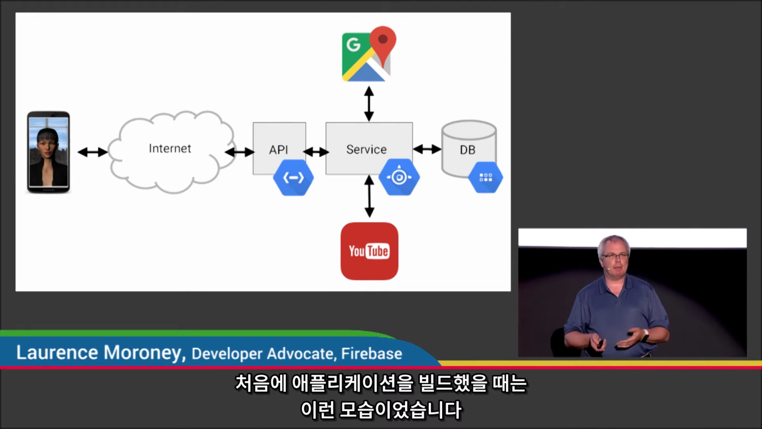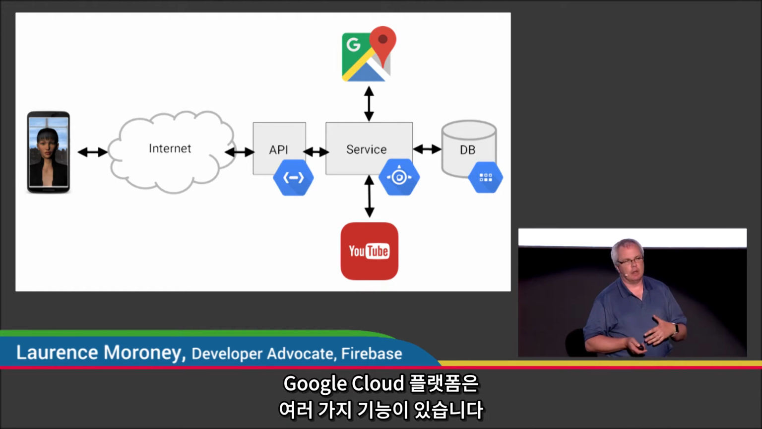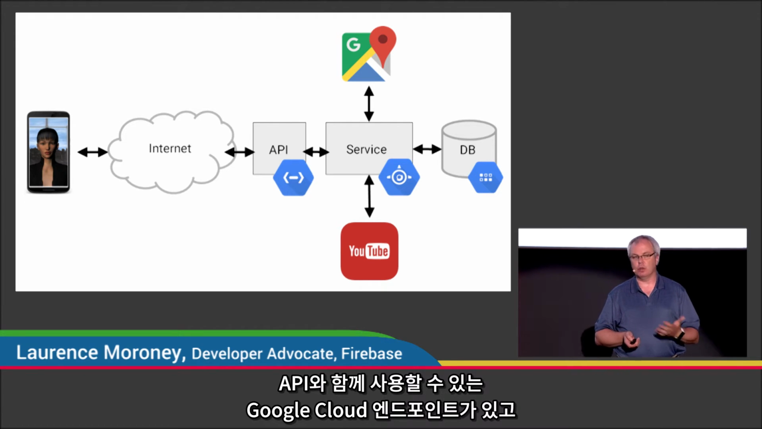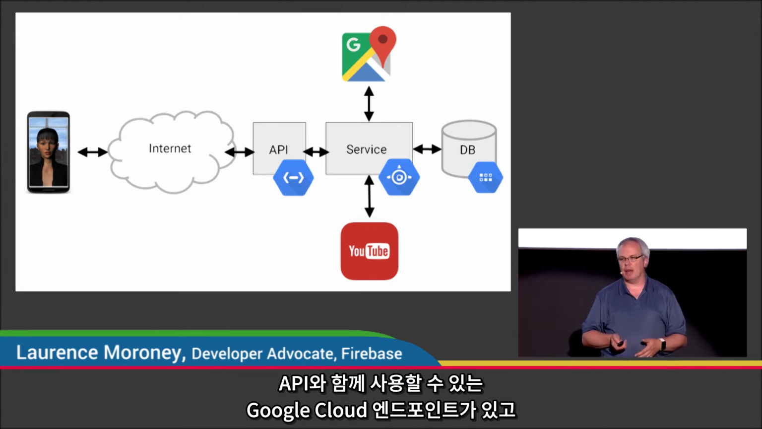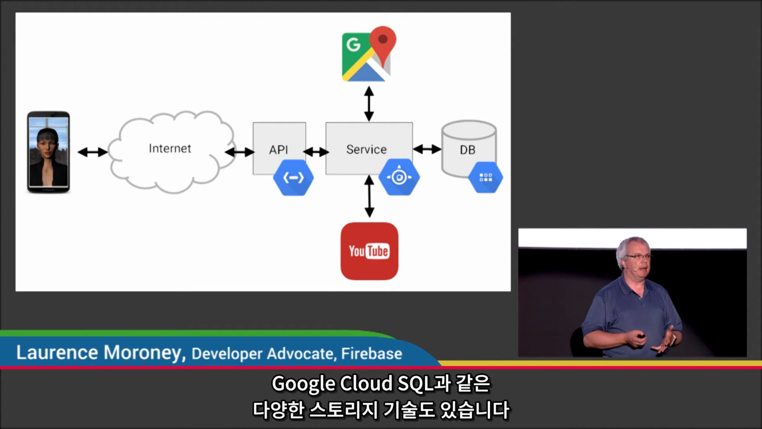So when I first built the application, this is what it looked like, except for one thing. Instead of putting it on the web, I put it on the cloud. So with the Google Cloud Platform, there are a number of things that you can use. There's the Google Cloud Endpoints that you can use for the API. There's the Google App Engine that I could use for the service. And then there's various storage technologies such as Google Cloud SQL.